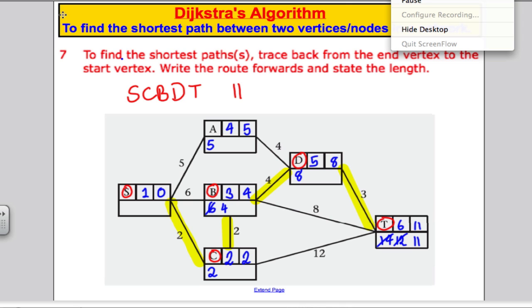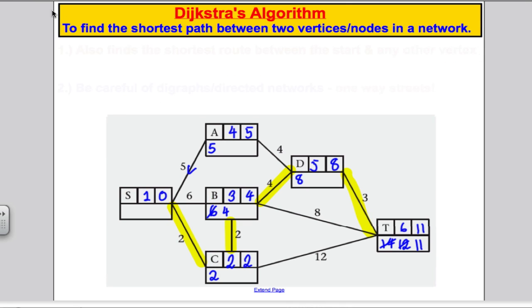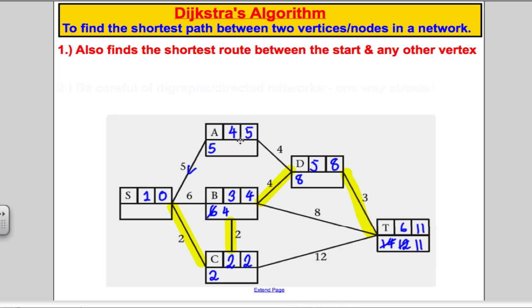Last thing to state, therefore, at the end, there's a couple of extra points I wanted to state to you. Here's my final picture. Dijkstra's algorithm, having done this picture, it also finds for you the shortest route between the start and any point. What's the shortest route between S and D? 8. S and A, 5. S and C, 2. This number here tells you the shortest route from the start to that letter or vertex. So it does that for you automatically.